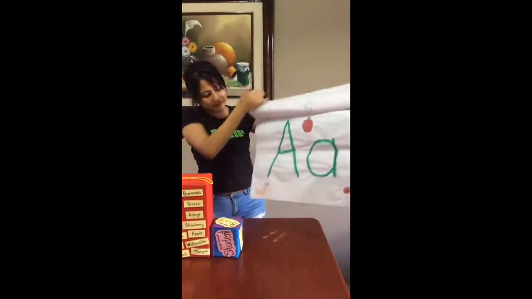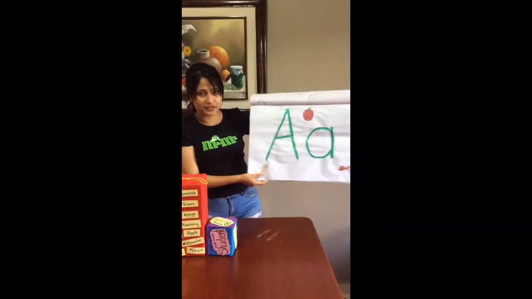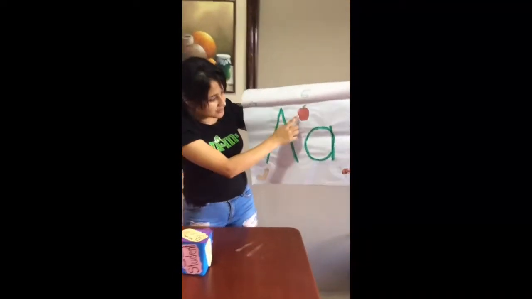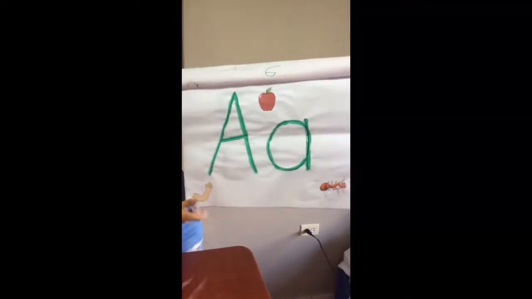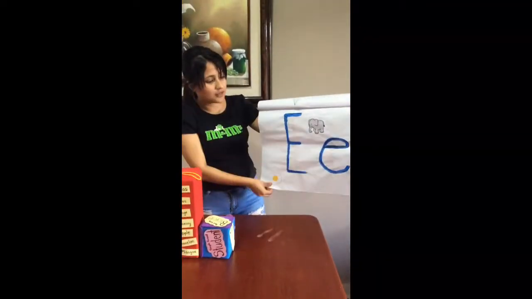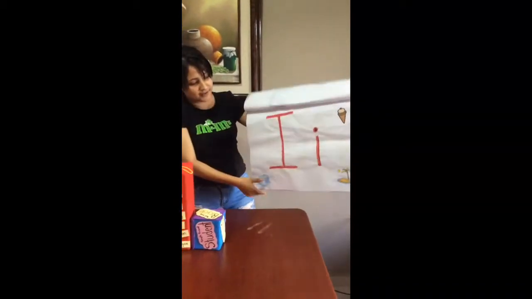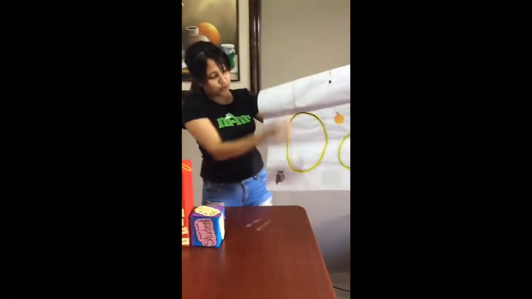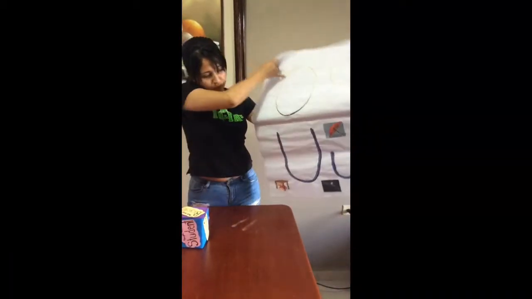So you flip it, and then you have the letter A. And as you can see here, we have 3 images. We have 3 that start with the A. We have 3 that start with E, with the I, with the O, and with the U.